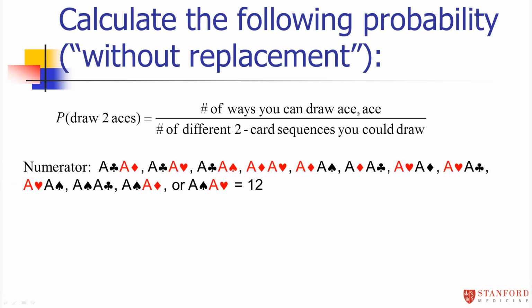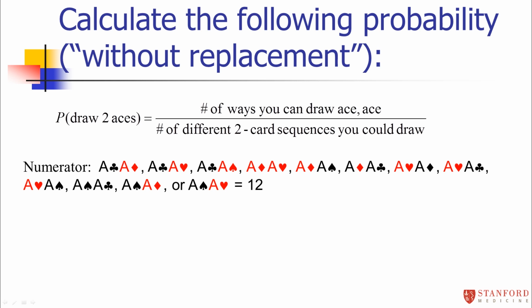So you could get ace of clubs and ace of diamonds, you could get ace of clubs and ace of hearts, you could get ace of spades and ace of hearts, and notice that I am counting it differently if it's ace of clubs and then ace of diamonds versus if it's ace of diamonds and then ace of clubs. So we're considering order in the numerator right now. The order matters. I'm counting it differently if they have a different order.